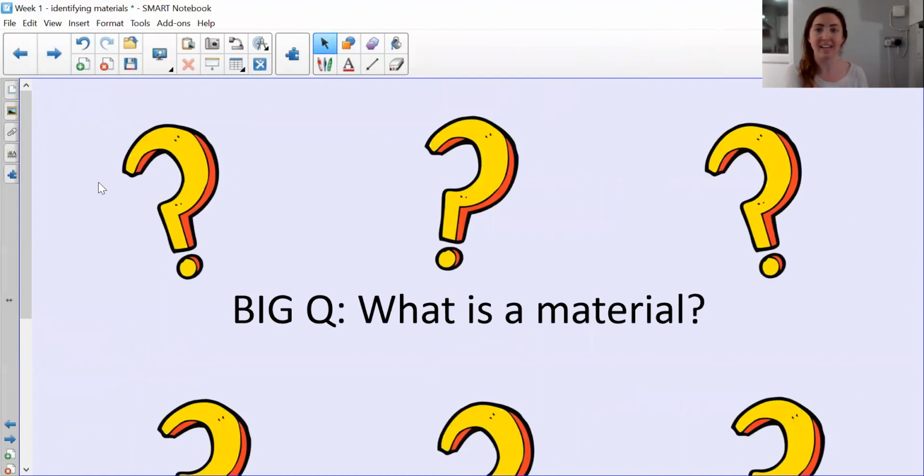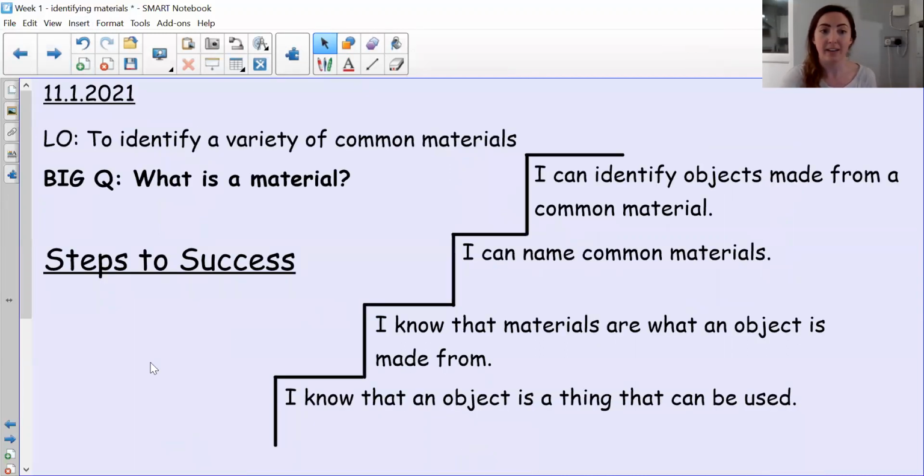Okay, so as I said, our new topic this term in science is identifying materials. So our big question is, what is a material? What does that word material mean? That's what we'll be finding out today.